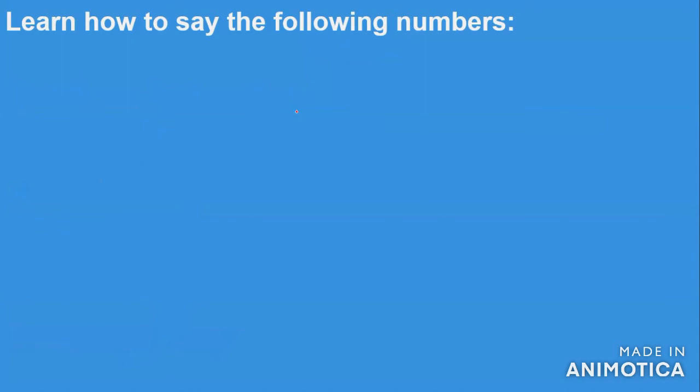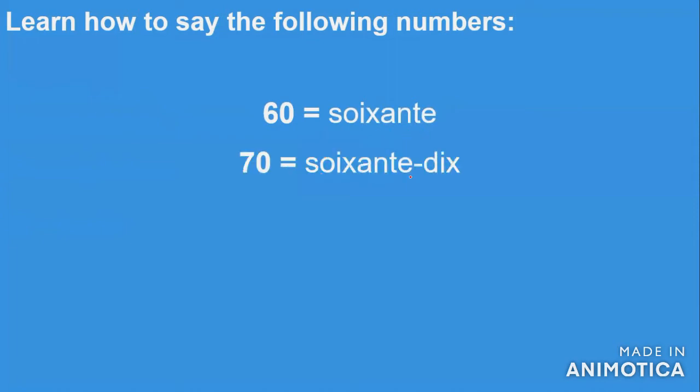So what about 70, 80, 90, and 100? Let's see how to spell and pronounce the following numbers. We already saw 60, which is soixante. 70 is soixante-dix. And let me tell you that soixante-dix, or 70, is a continuation of the number 60. Okay, and I will show you why I say that.